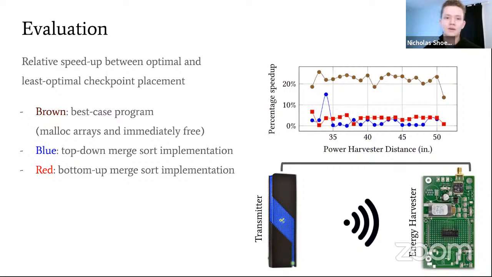And then with the brown line, we actually had a best case scenario, which was a very simple program to illustrate this problem, where we had a large allocation and then a large deallocation almost immediately afterward. And in the case of that best case scenario, we saw up to a 25% speed up. And even with the real world merge sort algorithms, when the conditions were right, we saw a pretty dramatic speed up. So on these low power devices, these energy harvesting devices, every little bit of performance counts, and this can really add up over time.